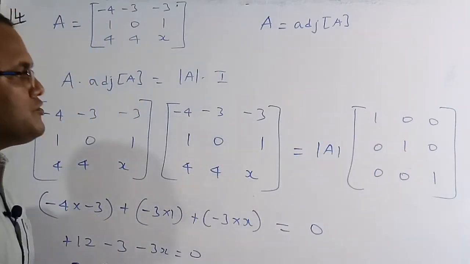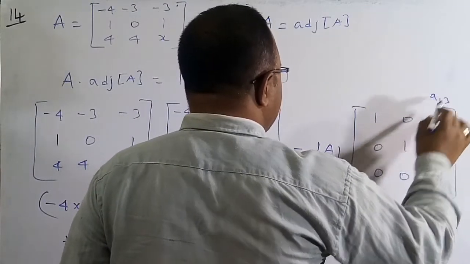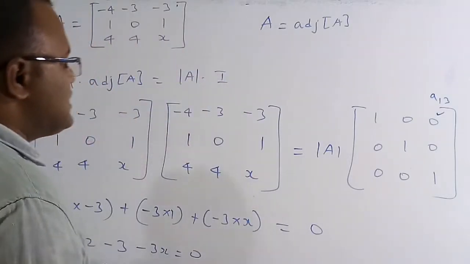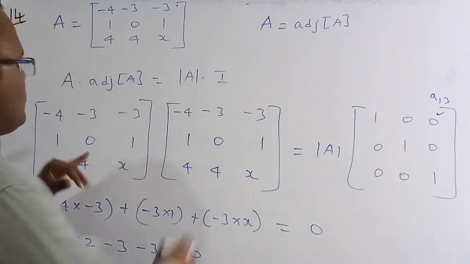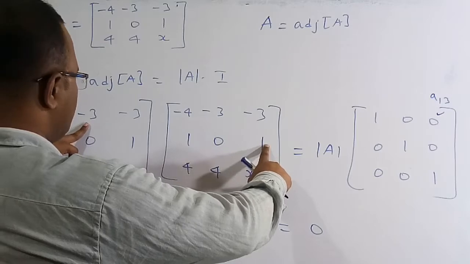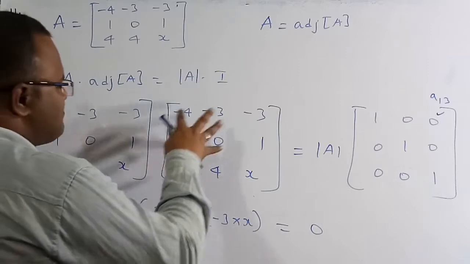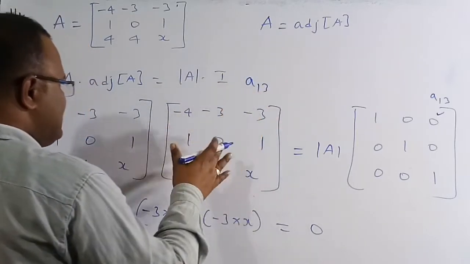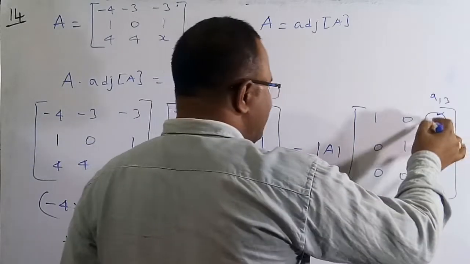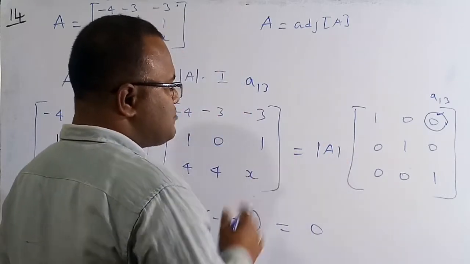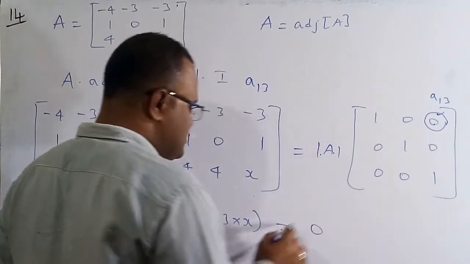So now I am going to take the third component, the A13 component. Here also I take the third component, which means we go for the first row on the third column. So minus 4 into minus 3, and minus 3 into 1, and minus 3 into x. So we get the A13 component of this matrix, the first row into third column, is equal to, here also we take the A13 component because we are going to equate the corresponding elements, which is mod A into 0, which is again 0. So it is equal to 0.